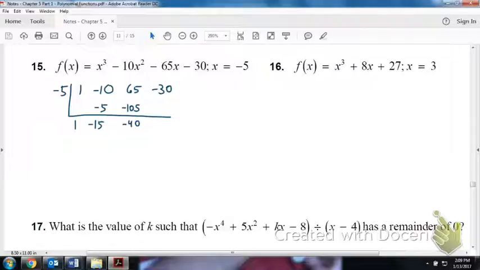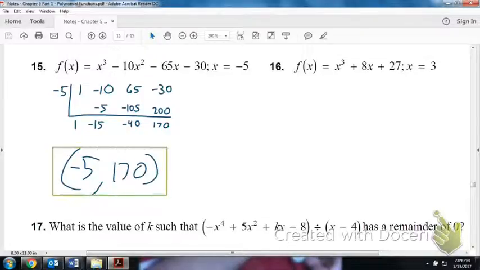-40 times -5, 4 times 5 is 20, so that's 200. 200 minus 30 is 170. So, 9, 10, yep, no, that's +170. Because Mr. Connor can't follow his signs. So, when x is -5, y is 170.